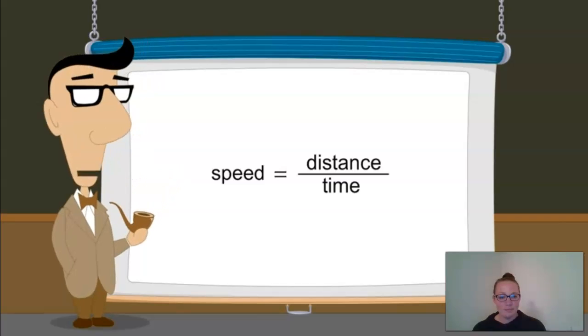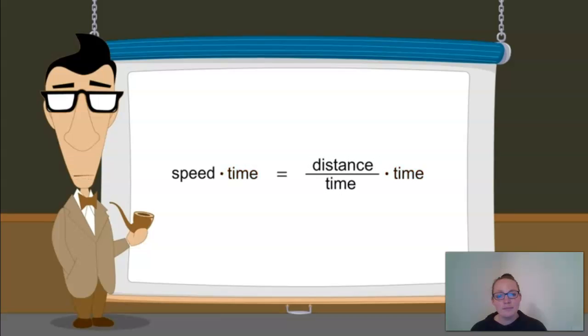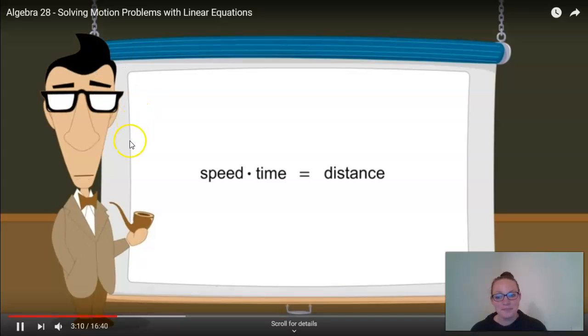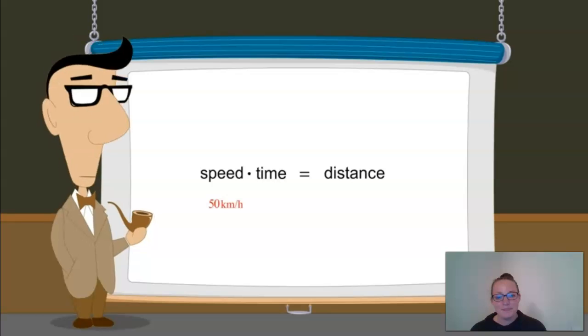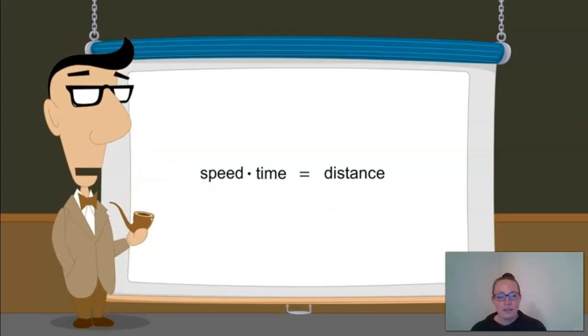Knowing this relationship between speed, distance, and time, we can calculate any of these three quantities if we know the values of the other two. For example, by multiplying both sides of this equation by time, we see that speed times time equals distance. For example, if we go 50 kilometers per hour for 2 hours, we will travel a distance of 100 kilometers. This formula is easy to remember and very useful for solving problems involving speed, time, and distance.